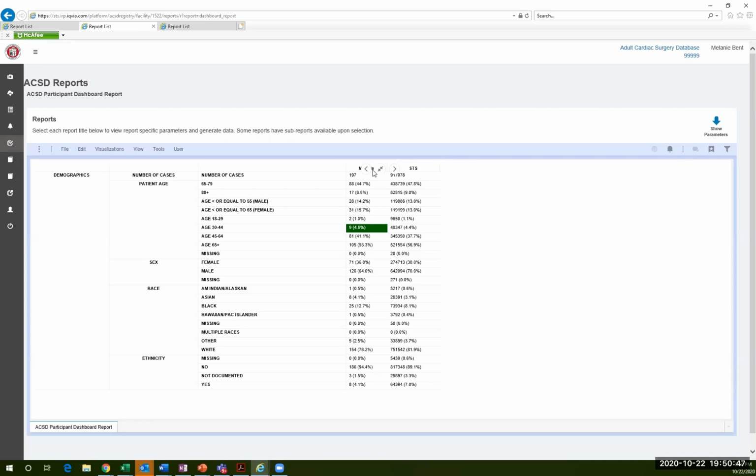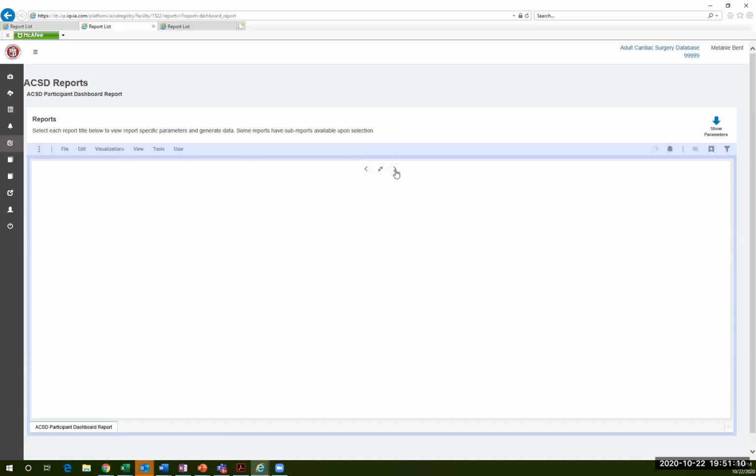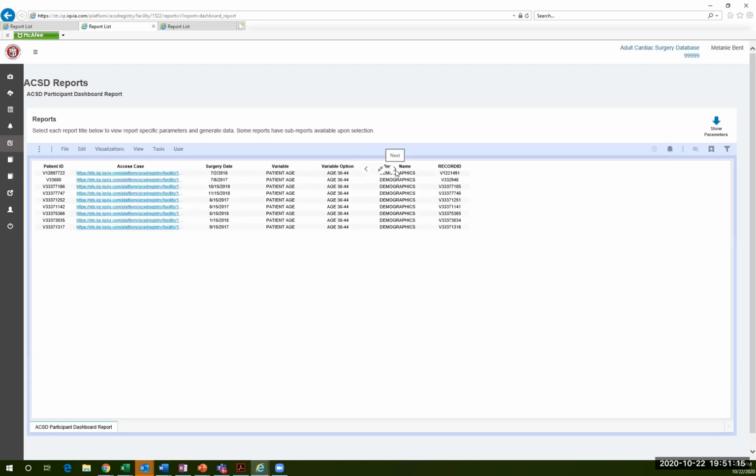But if you take a look, and maybe it's a little hard to see, you'll see that there are some navigational tools here where I can go previous, or I can go forward, or I can restore back to the main dashboard view. But if I selected this item here and I wanted to just stay in this mode of seeing just the drill down, I can hit next and you'll see it brings me to that list of patients.